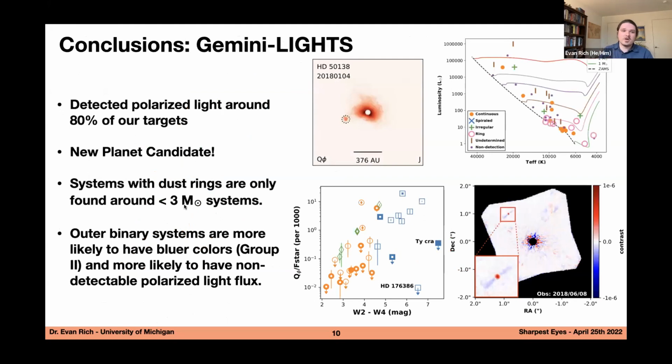So in conclusion, we detected polarized light around 80% of our 44 targets. We found a new planet candidate. We only found dusty disk rings for systems less than 3 solar masses. And we found outer binary systems are a really important indicator for the amount of polarized light that we're seeing, potentially complicating the previous story that we had for the scattered light and protoplanetary disks.